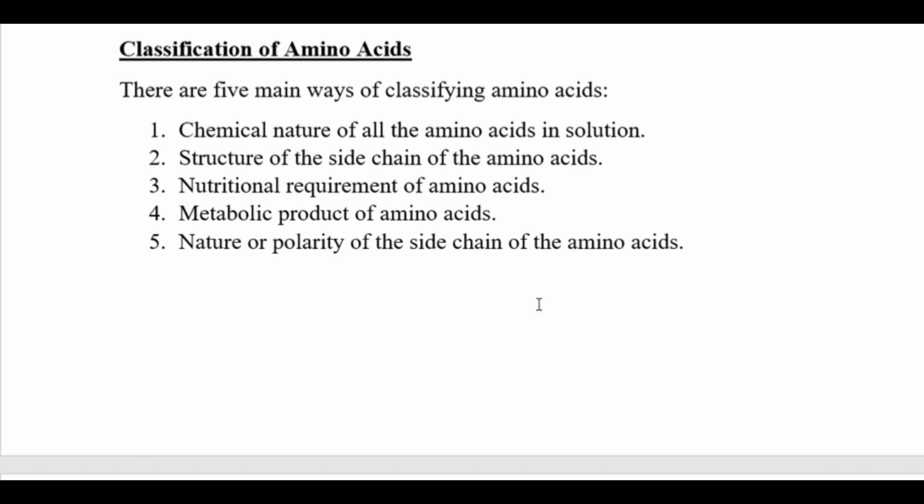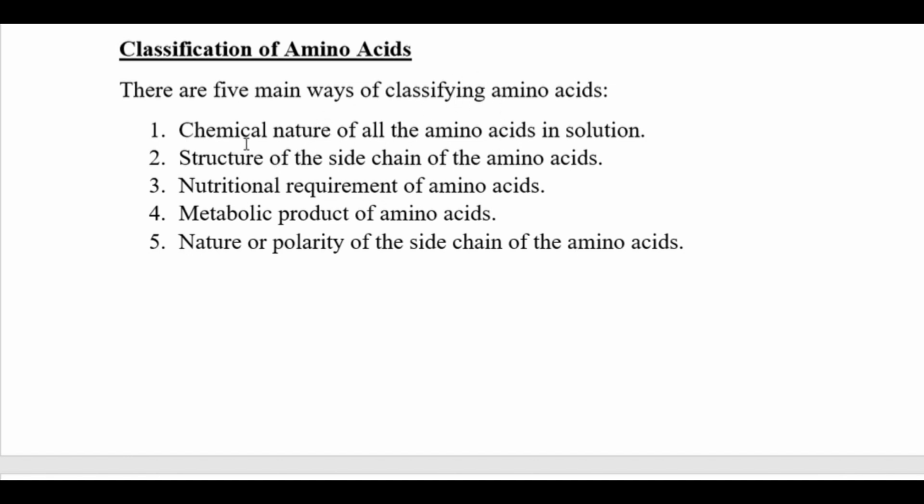If you recall from our last video, we said that we have over 300 amino acids, but only 20 are the building blocks of proteins, and those 20 amino acids are called standard amino acids. We're going to classify them, and there are 5 main ways of classifying amino acids.